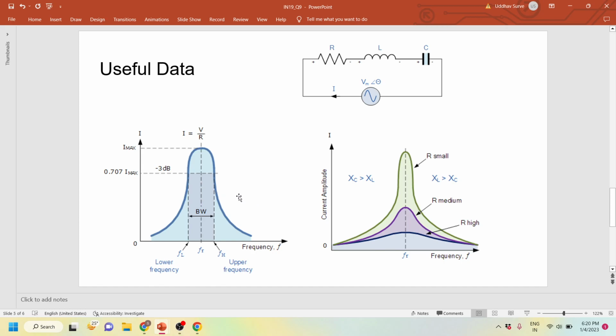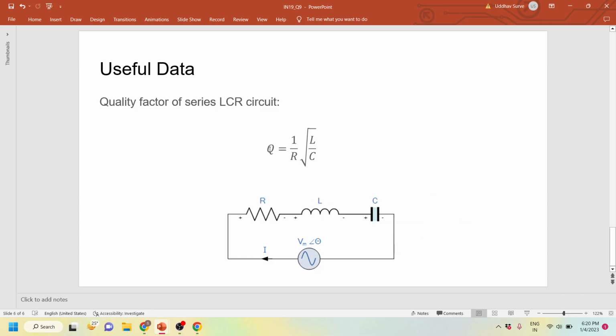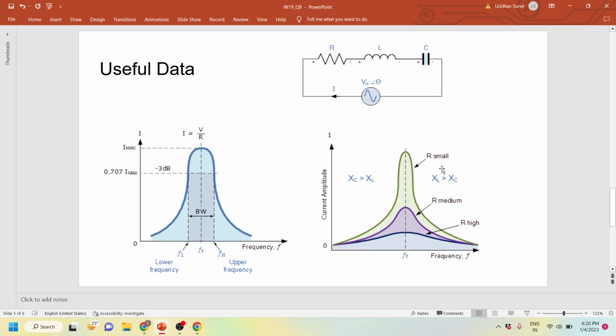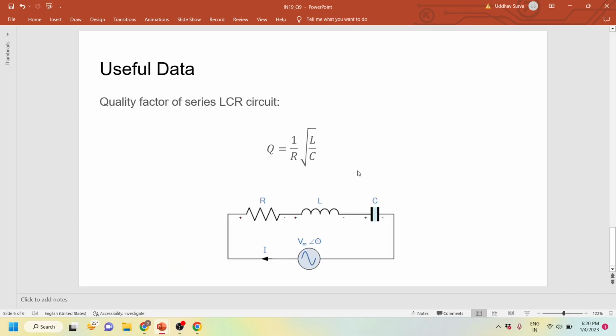I would suggest you do the derivation. I'm not going to show the derivation because it is a very lengthy derivation. But if you want, I can take it in the next class. For now, just understand the concept of how it is happening in the circuit, and visualize. When you derive, the quality factor determines the peaky nature of this waveform. Basically, it determines how much peak is happening in the system. So it comes out to be Q is equal to 1 by R under root L by C for this series resonant circuit.